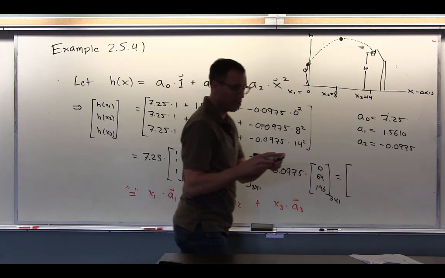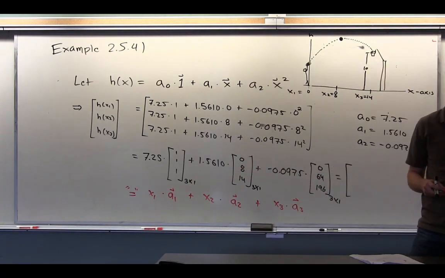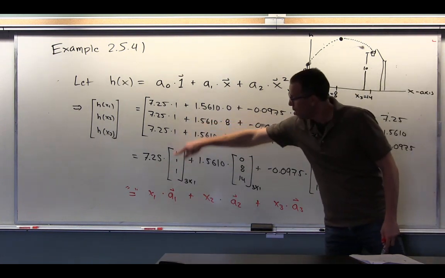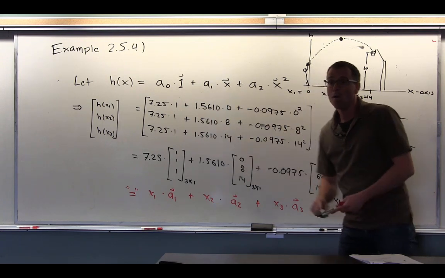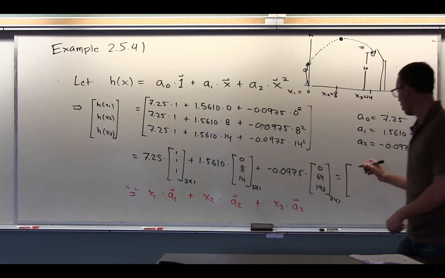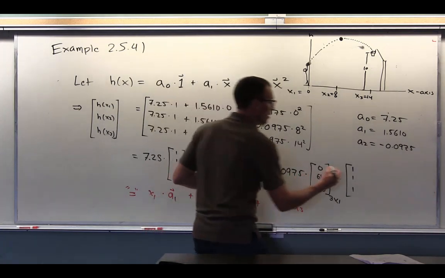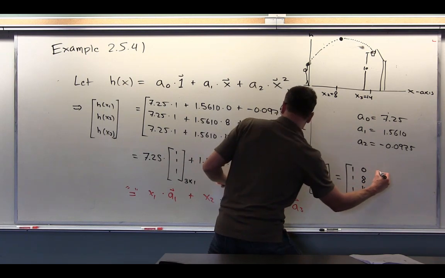Every linear combination is actually just a particular solution to a matrix vector multiplication problem. What is the matrix? Well, how did I pull the matrix out? The first vector in my list becomes the first column. So the first vector would be 1, 1, 1. What's the next one? 0, 8, 14. And what's the last one?